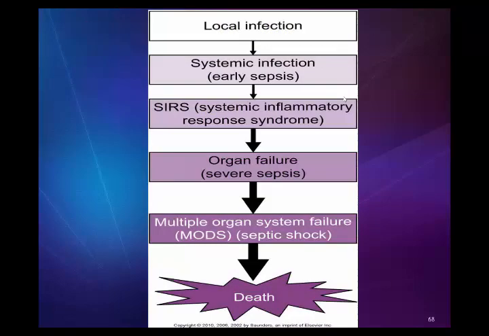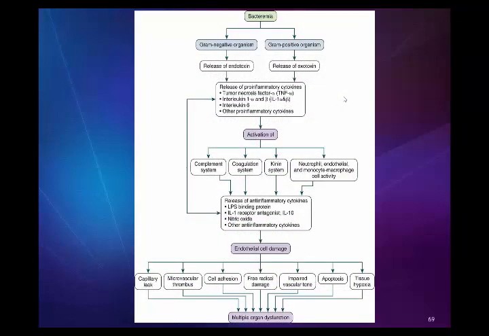Now this picture was in your book. It just kind of explains how the event occurs with sepsis. First, they get a local infection. Then they get a systemic infection. Then SIRS occurs. Then they get severe sepsis, start to maybe have one organ failure. And then they go into septic shock. They get ARDS, they get DIC, and if we don't treat it, then they're going to die.